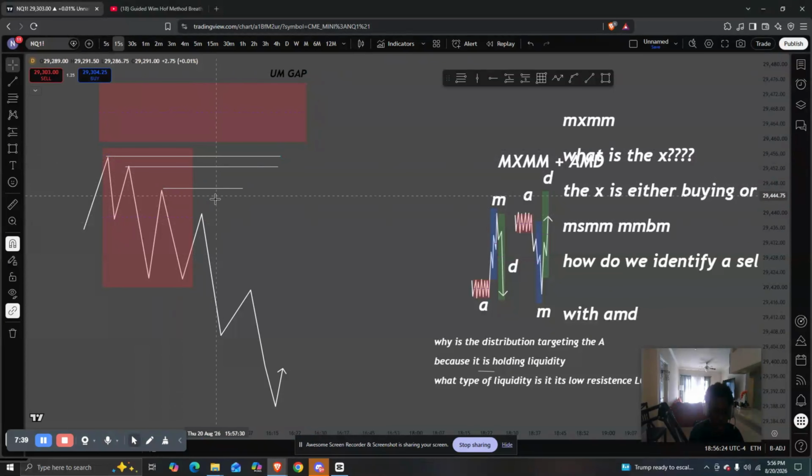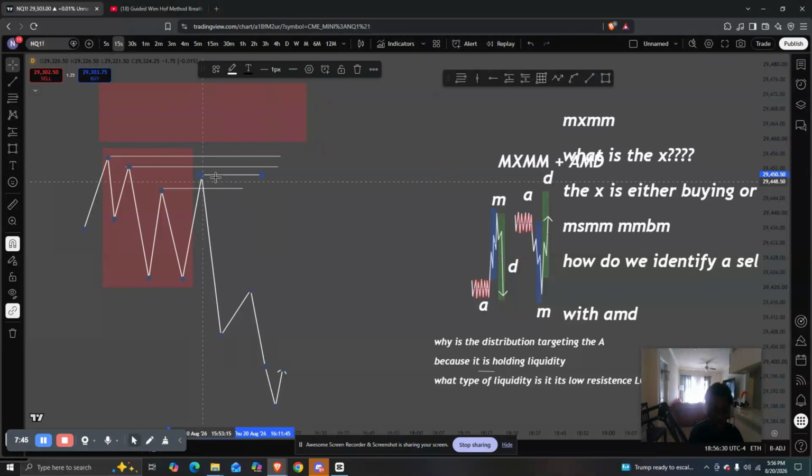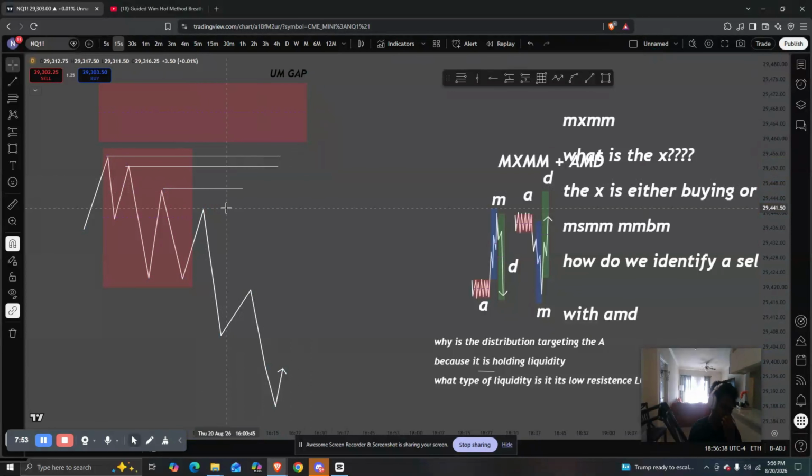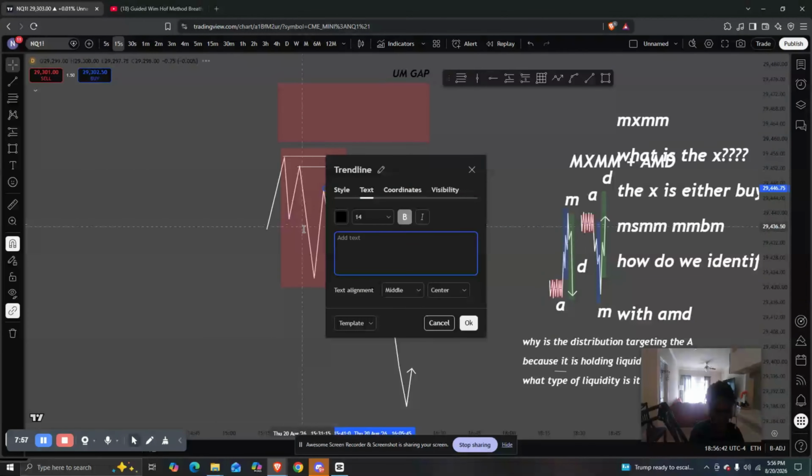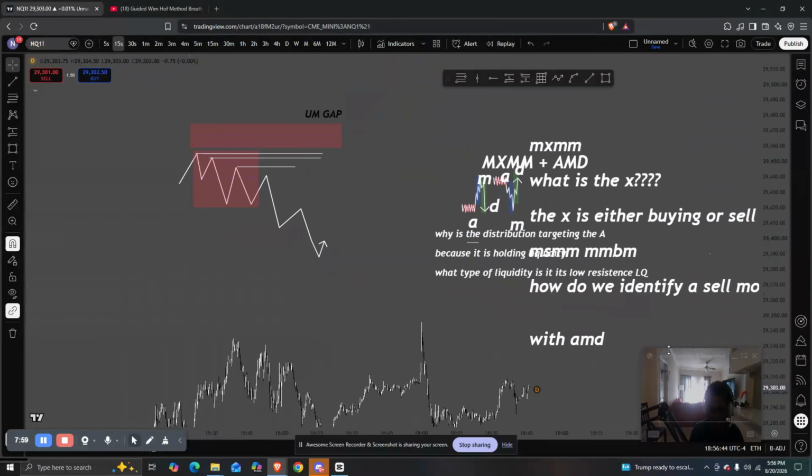So if we swept this high like this, would this be liquidity? Yes. It could be higher resistance liquidity, but it's still liquidity. It's just highs and lows. So how would we identify this on the chart? If we go on to, oh shit, please don't move.